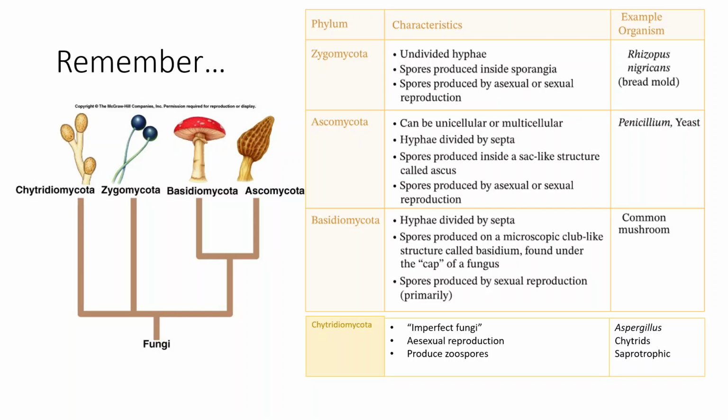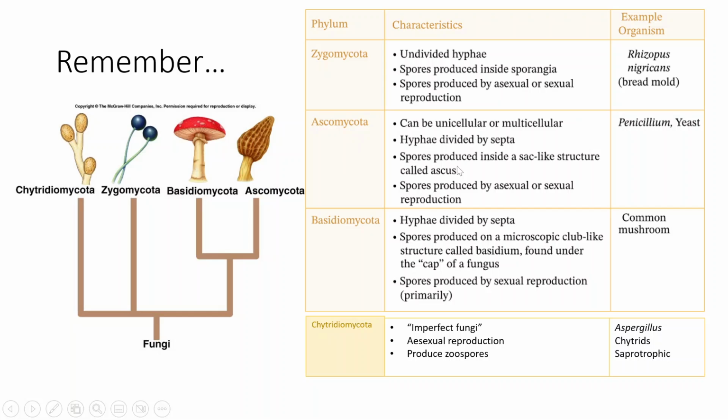Then we have our ascomycetes, right? These are in the Ascomycota phylum. And so these can also be unicellular or multicellular, okay? And so they do have divided hyphae. So we call those divisions septa, right? And when we see it, we say that that is a septate fungi, right? Zygomycetes will not have those septa.